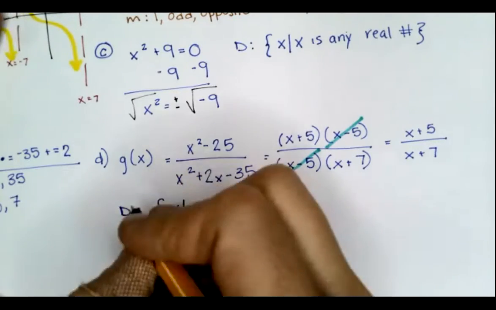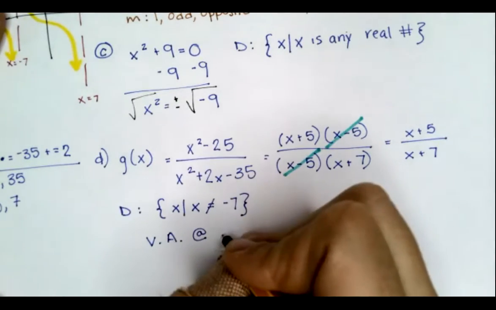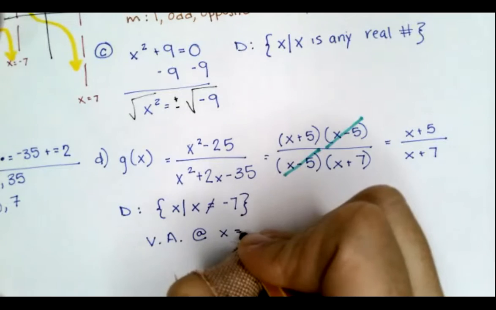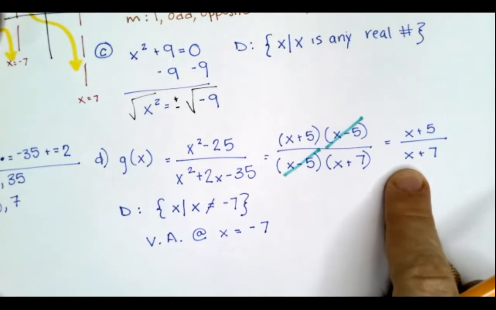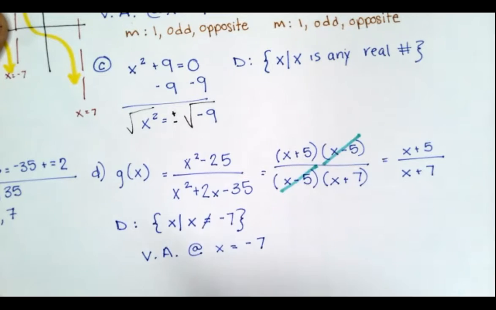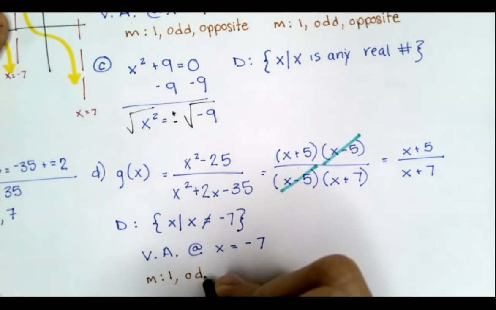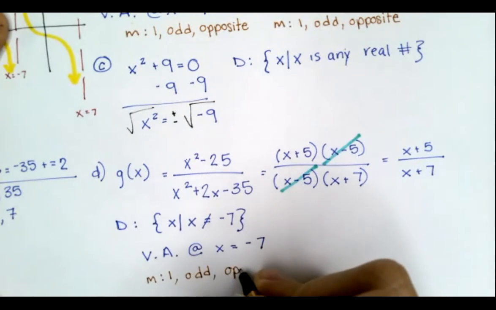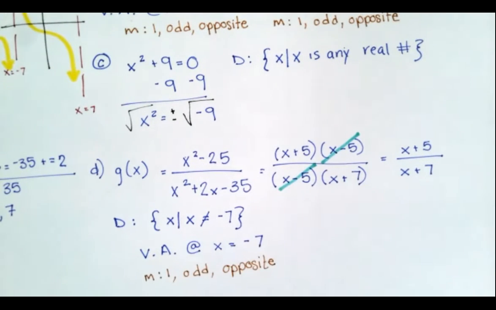Done. There is going to be one vertical asymptote at x equals negative 7. It has a multiplicity of 1. So it's an odd multiplicity, so they're going to be going in opposite directions. I'm going to pause the recording because I'm putting these all into decimals. So if you're watching the video, put these all into decimals.